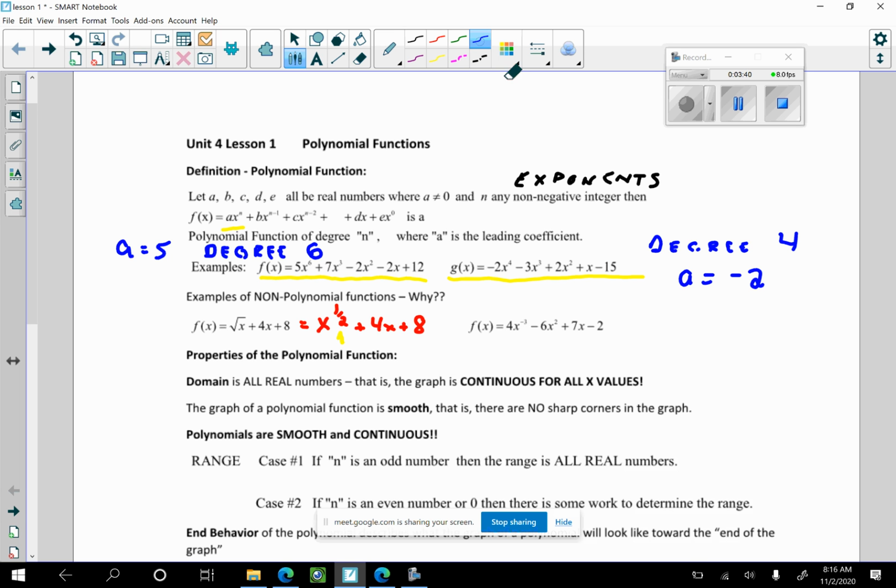This guy right here is also a non-polynomial. This is a non-polynomial because why? Because this exponent of negative 3 is negative. It's not non-negative. So this is not a polynomial, not poly, since the exponent is negative 3. Non-poly, the exponent is 1/2.